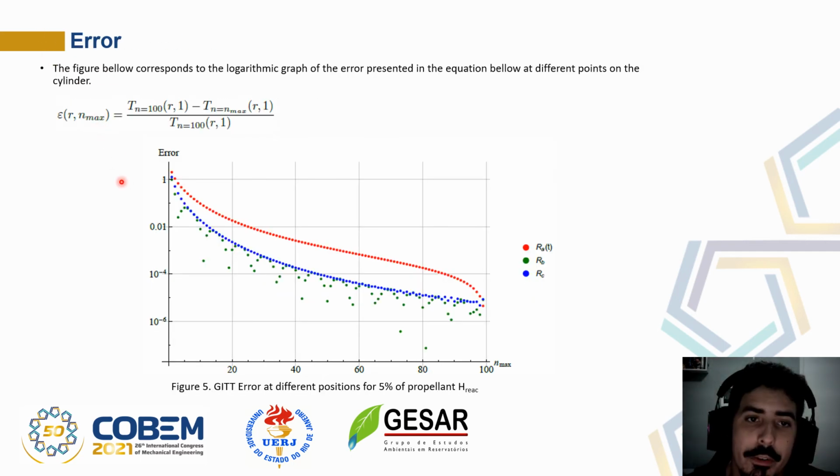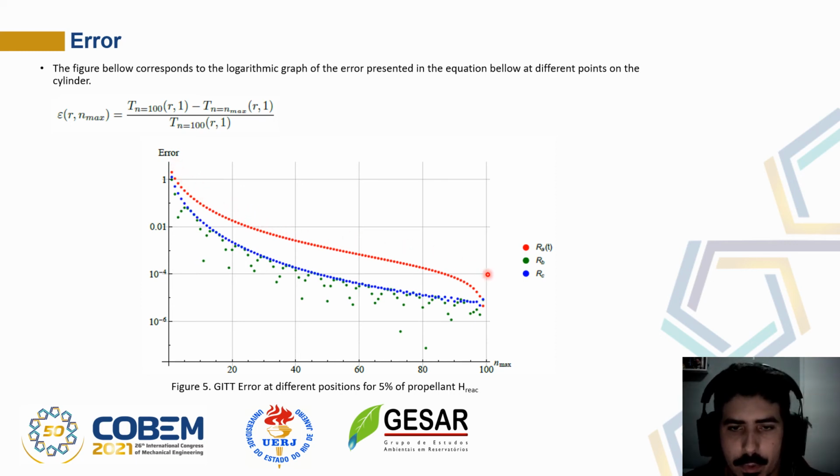The figure below corresponds to the logarithmic graph of the error presented in the equation below at different points on the cylinder. So this is the equation of the error, and this is basically the convergence of the problem. And the red dots are the moving boundary, it's the convergence on the moving boundary. The green dots are the convergence of RB, and the purple dots are the convergence of RC.